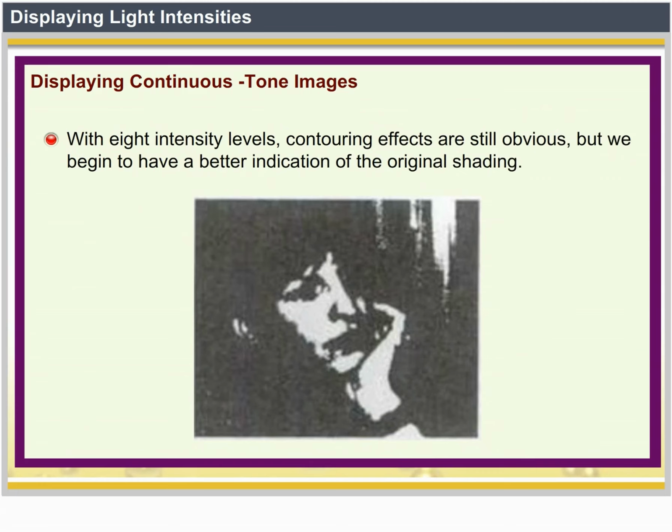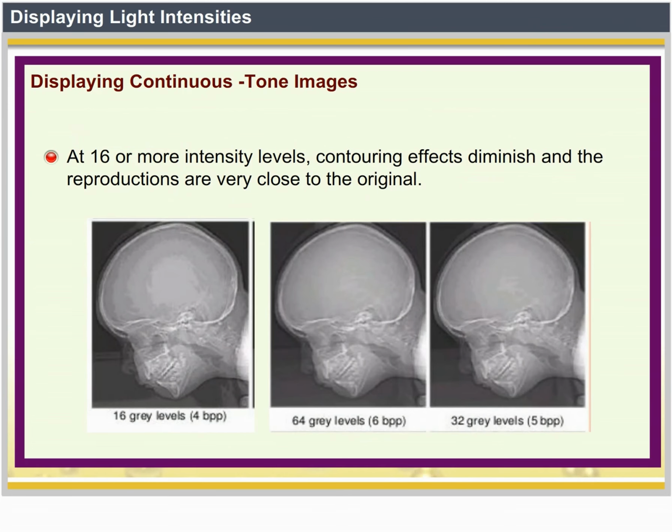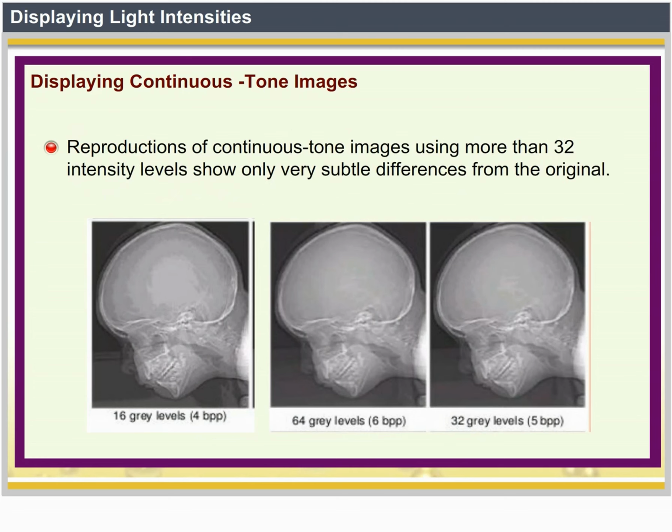With 8 intensity levels, contouring effects are still obvious, but we begin to have a better indication of the original shading. At 16 or more intensity levels, contouring effects diminish and the reproductions are very close to the original. Reproductions of continuous tone images using more than 32 intensity levels show only very subtle differences from the original.